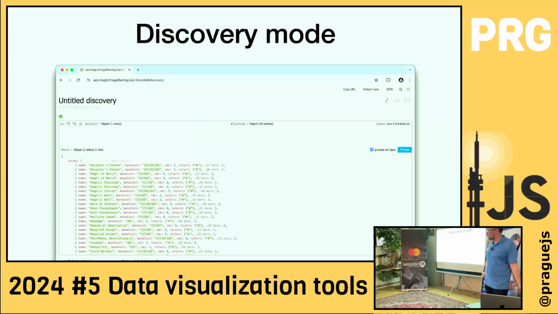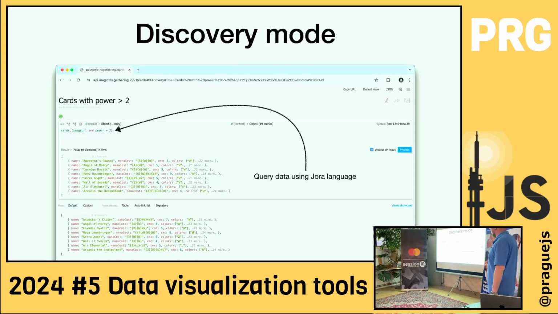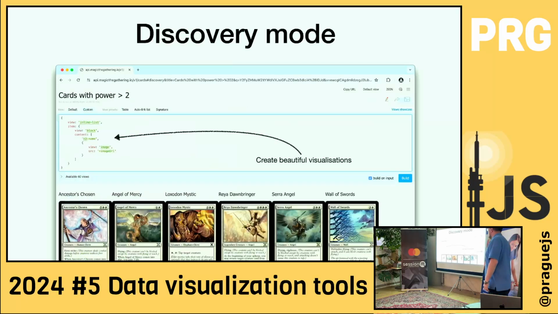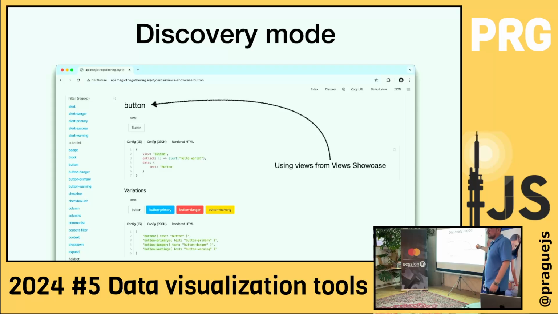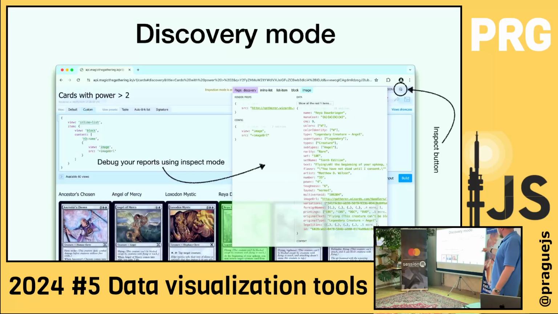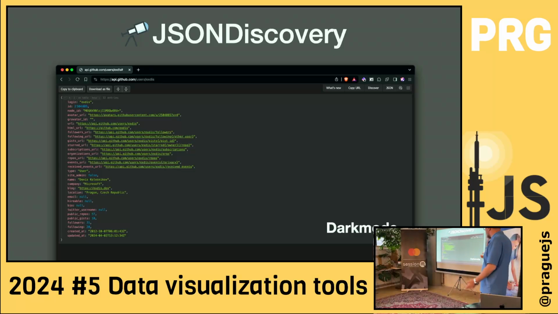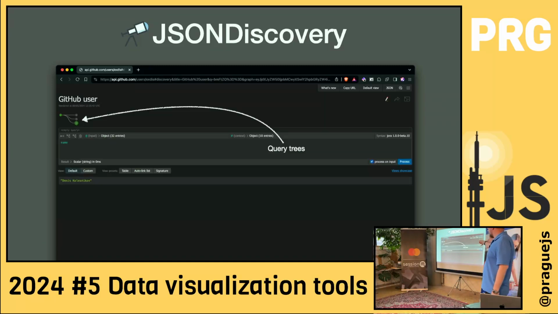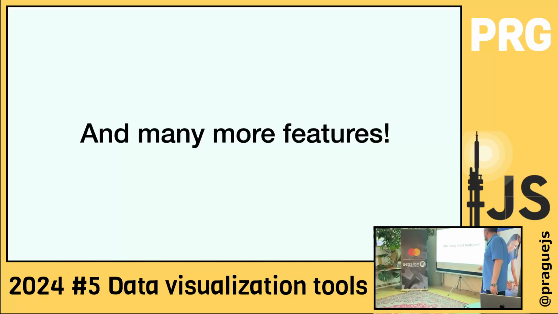Okay, so getting back to discovery mode. Basically, we have some queries. We can use these queries to create some visualizations. We can use some views in our view library or views showcase. We can inspect these views using a debugger. We can have a dark mode, of course. In 2024, you can't go without dark mode. We can query, we have query trees you can use, and many more features in it.